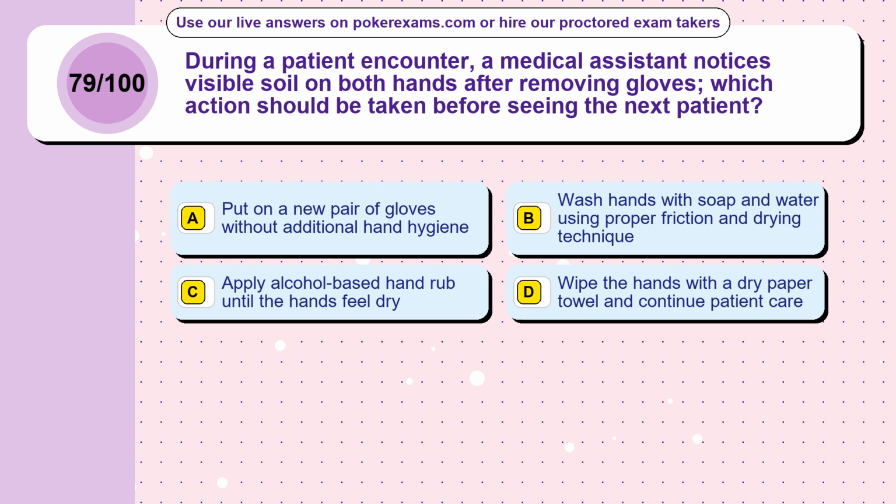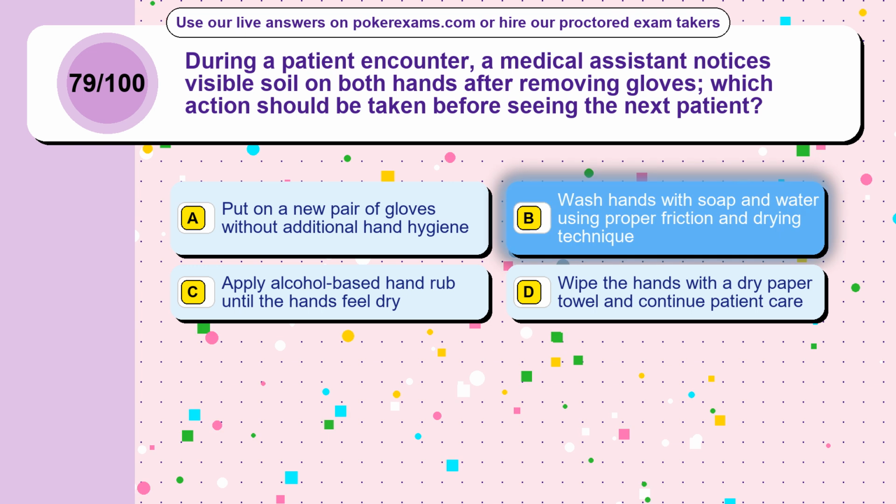Question 79. During a patient encounter, a medical assistant notices visible soil on both hands after removing gloves. Which action should be taken before seeing the next patient? Option A. Put on a new pair of gloves without additional hand hygiene. Option B. Wash hands with soap and water using proper friction and drying technique. Option C. Apply alcohol-based hand rub until the hands feel dry. Option D. Wipe the hands with a dry paper towel and continue patient care.